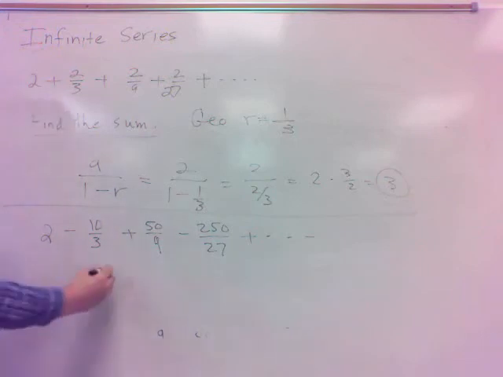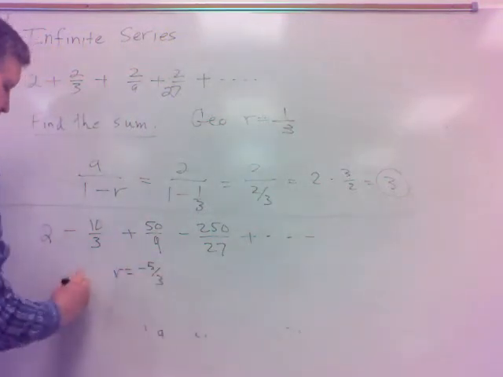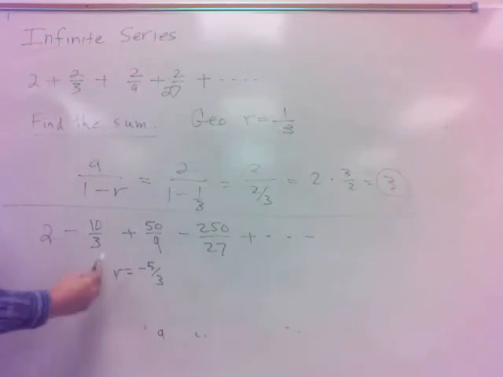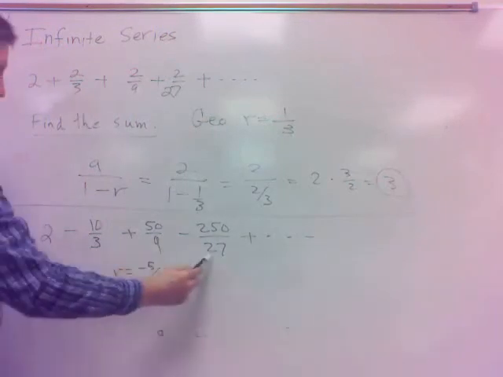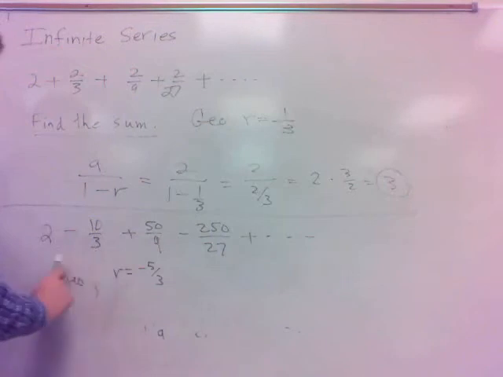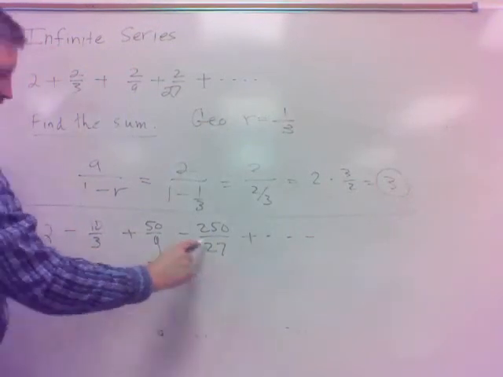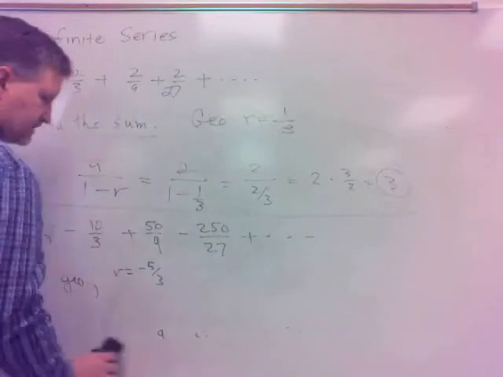Negative 5/3. Is that going to work? Geometric? Yeah, negative 5/3 times that. Negative 5/3 times that. That was negative 5/3 times that, isn't it? So it all works. So it is geometric, with ratio negative 5/3.